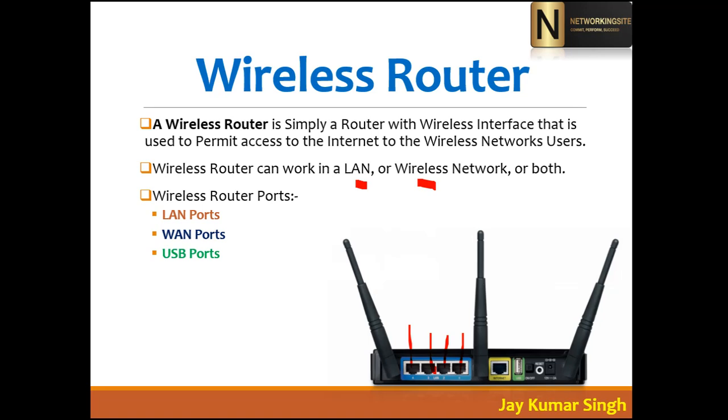Now in a wireless router you can find some LAN ports, a WAN port, and a USB port. These are LAN ports, which are used for connecting LAN devices. The WAN port is the internet port, which is used for connecting the internet connection coming from the ISP, the internet service provider. And the USB port is used for taking a backup of your configuration and upgrading the firmware, meaning upgrading the IOS, the software, of this wireless router.